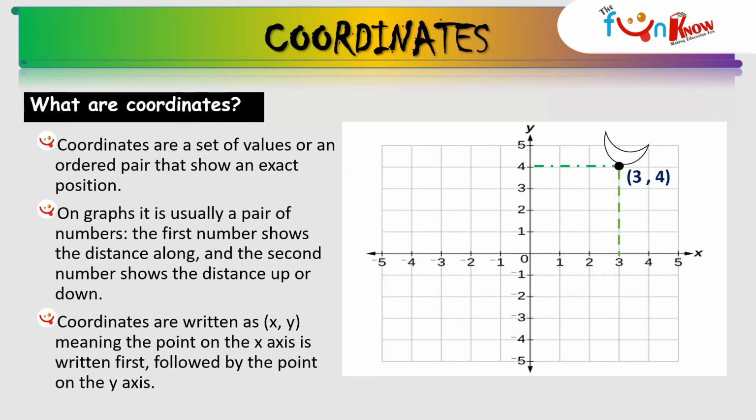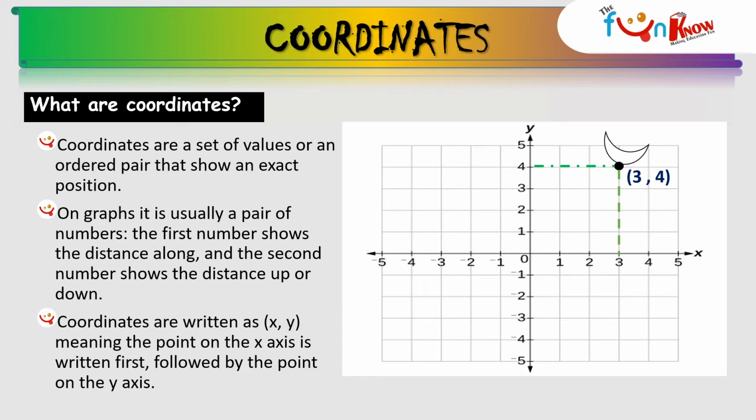Coordinates are a set of values, or an ordered pair, that shows an exact position. Students, remember, coordinates means an ordered pair or a value that gives an exact position. Now where do they give an exact position? On the graph. Just imagine this is a graph, so 3, 4 are the coordinates which give an exact position. See, 3, 4. So coordinates give the exact position on the graph.